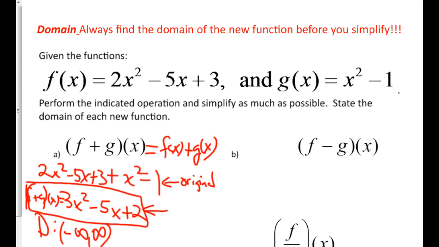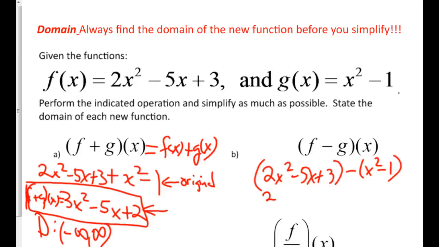Take a look at example B. In example B, I've got f minus g of x. So this says take the f equation and subtract it with the terms of the g equation. Now in this case, parentheses are important, especially for that second function g of x, because don't forget, I've got to subtract all of g of x from f of x.